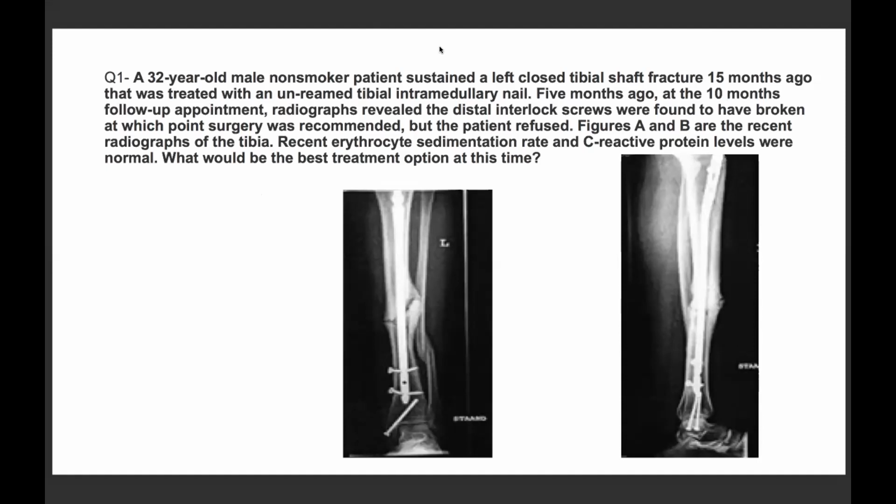طيب, first question is 32 years old male non-smoker patient sustained a left closed tibia shaft fracture 15 months ago that was treated with an unreamed tibia intramedullary nail. 5 months ago at the 10 months follow-up appointment, radiographs revealed a distal interlocking screw were found to have broken, at which point surgery was recommended, but the patient refused. Figure A and B are the recent radiographs of the tibia. Recent ESR and CRP levels were normal. What would be the best treatment option at this time?